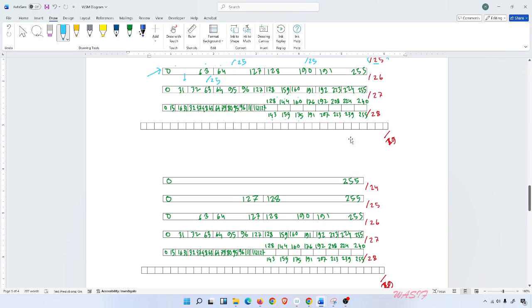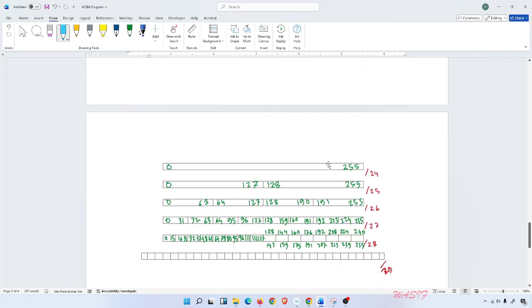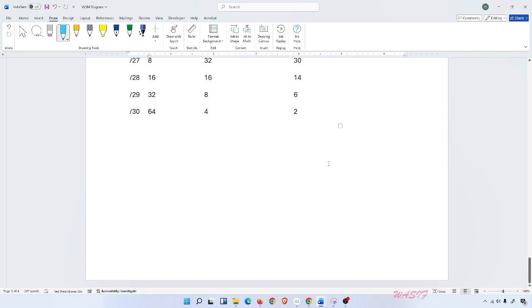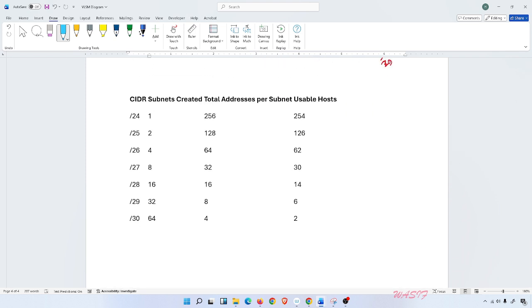Now, look at here very carefully. Let us take this one. If it was /24, you had 256 total IP addresses, but usable IP addresses were 254. Why? Because you need to subtract 2. One is the network address, another is the broadcast address.